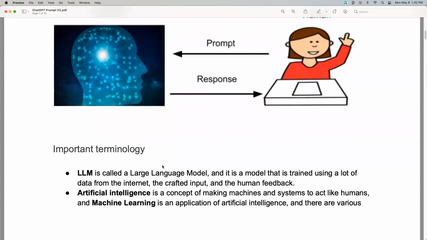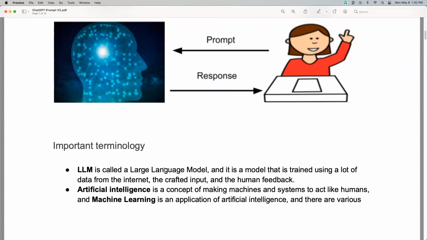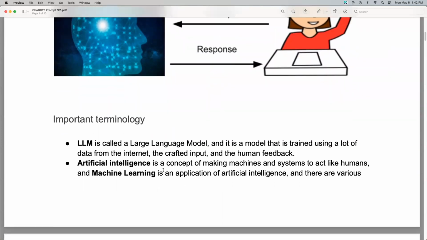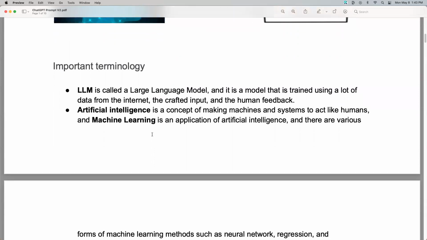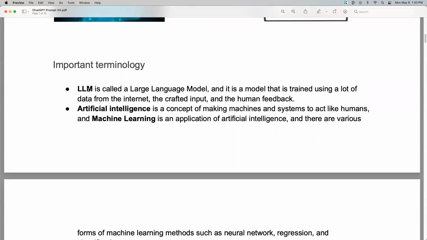Before we go deeper into the overview, I'm going to give you a couple of important terms you hear a lot in today's conversation, and also a lot on the internet regarding AI and ML. First is called the large language model, LLM. This is what ChatGPT is built on top of.